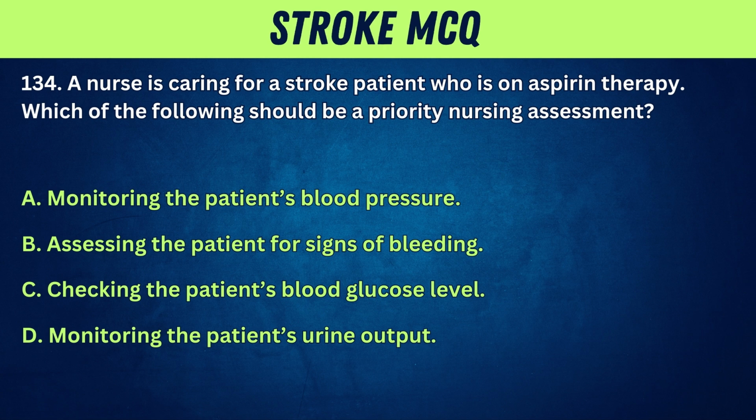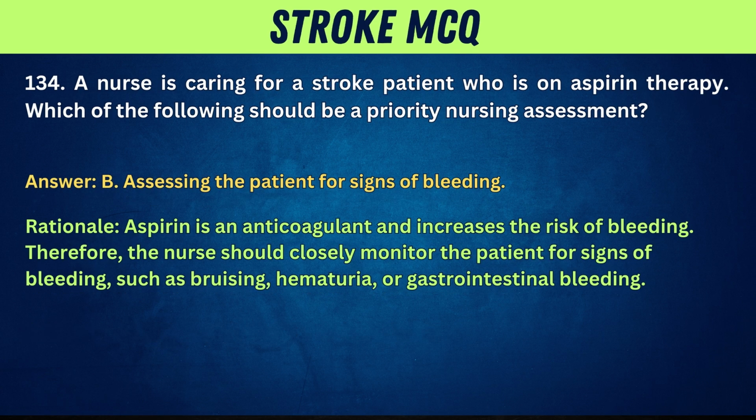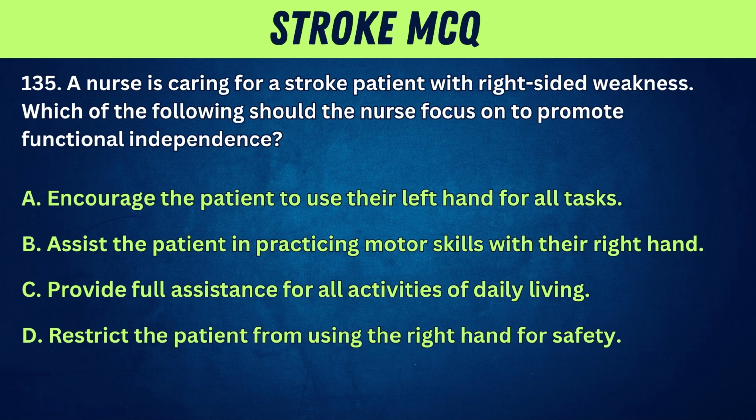134. A nurse is caring for a stroke patient who is on aspirin therapy. Which of the following should be a priority nursing assessment? A. Monitoring the patient's blood pressure. B. Assessing the patient for signs of bleeding. C. Checking the patient's blood glucose level. D. Monitoring the patient's urine output. Answer: B. Assessing the patient for signs of bleeding. Rationale: Aspirin is an anticoagulant and increases the risk of bleeding. Therefore, the nurse should closely monitor the patient for signs of bleeding, such as bruising, hematuria, or gastrointestinal bleeding.